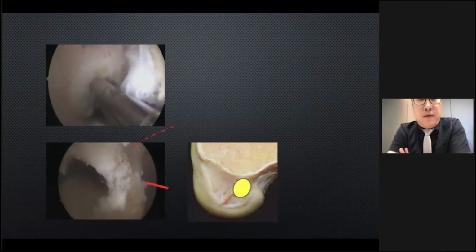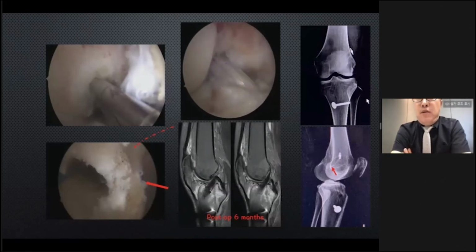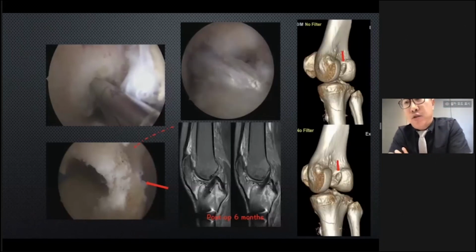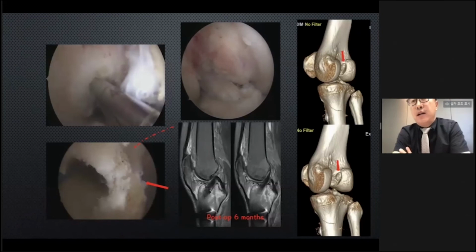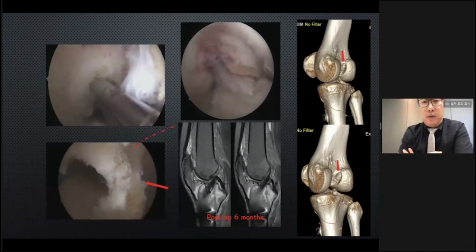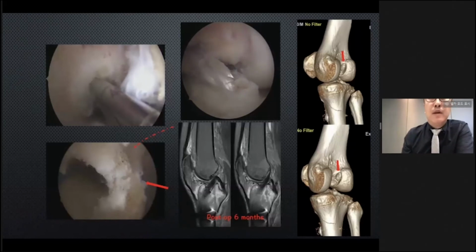So in the follow-up MRI, we can see the graft is in a good position, and on the X-ray, the femoral tunnel is also good. In this case, because she suffered a traffic accident, my colleague arranged a CT scan, so I had a chance to look at the femoral tunnel, which is in the optimal position, with no impingement in the extension status.